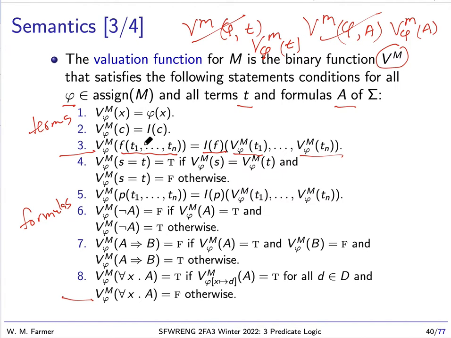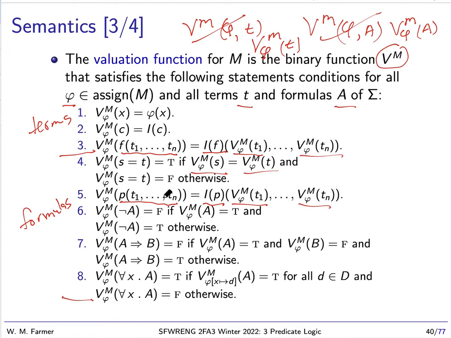And if we jump to the predicate symbol, it's exactly the same. It's going to be the interpretation of the predicate applied to these. The only difference between these two is that the value of this is going to be a member of D. The value of this is going to be true or false.